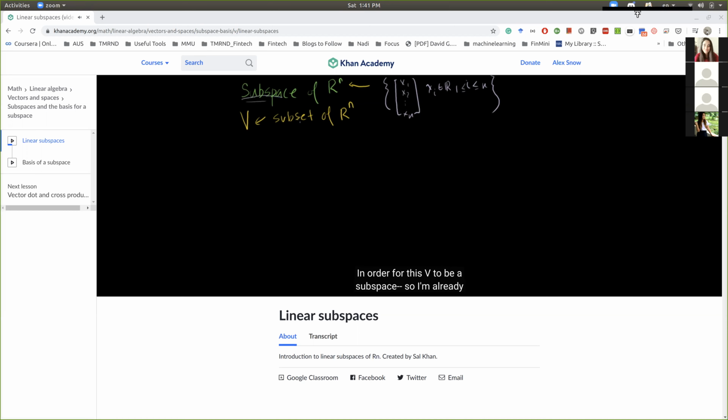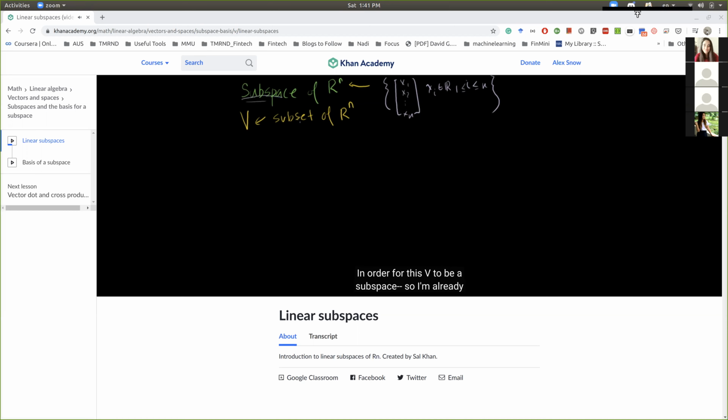Now, in order for V to be a subspace, and this is a definition, if V is a linear subspace of Rn, this means three things. First, V contains the zero vector. That's the zero vector, equal to 0 all the way, with n zeros. So V contains the zero vector.